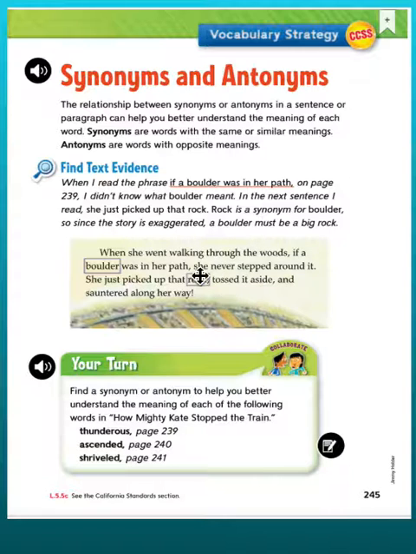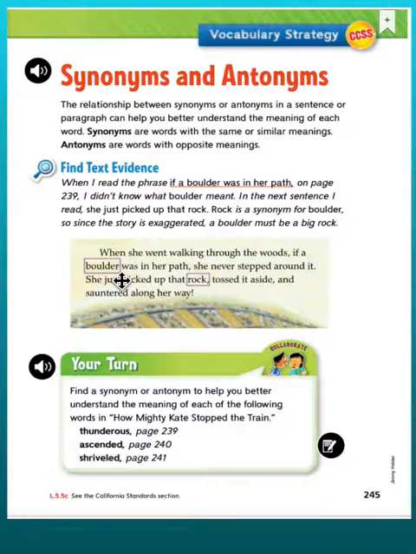So let's reread. When she went walking through the woods, if a boulder was in her path, she never stepped around it. She just picked up that rock, tossed it aside, and sauntered along her way. So we can tell here that a boulder is a type of rock because it says she doesn't just pick it up, she doesn't just step around it. She actually picks it up and tosses it. So the next sentence gives a little bit more detail. She just picked up that rock, referring to the boulder, tosses it aside.